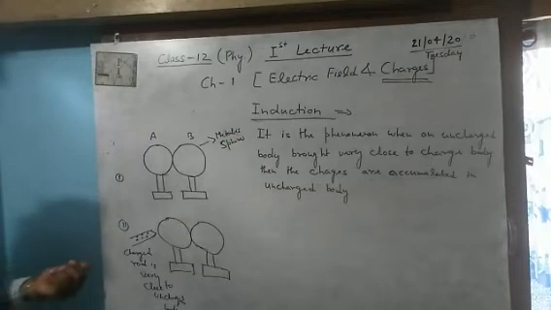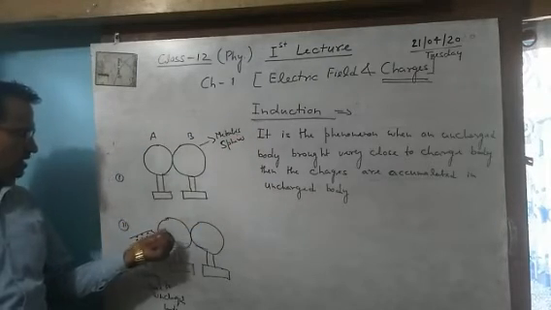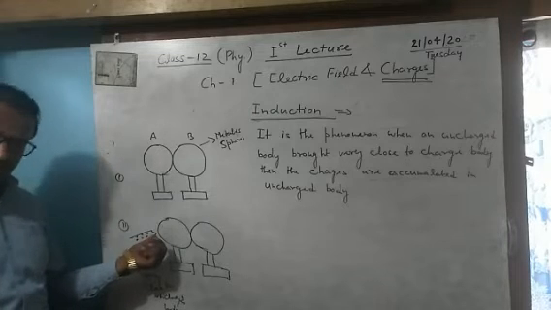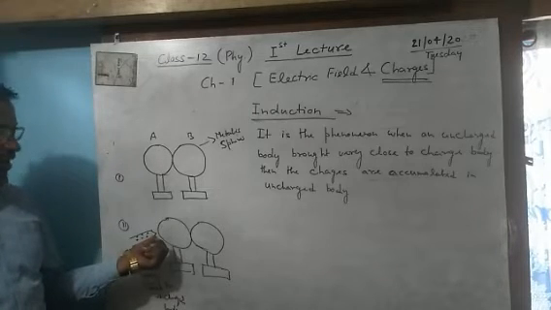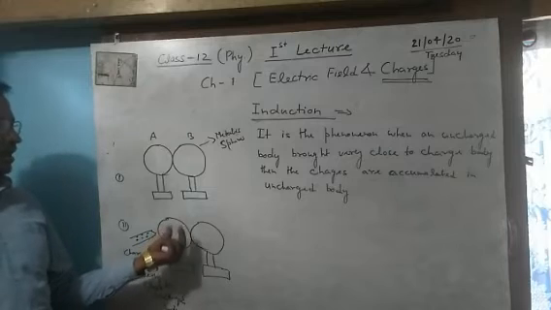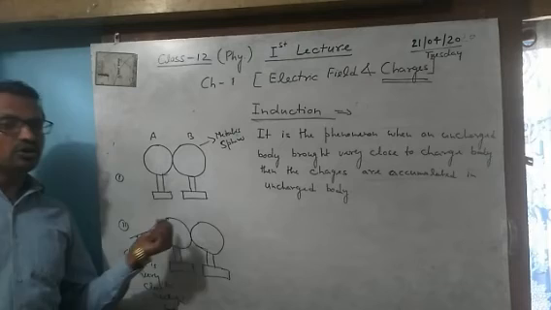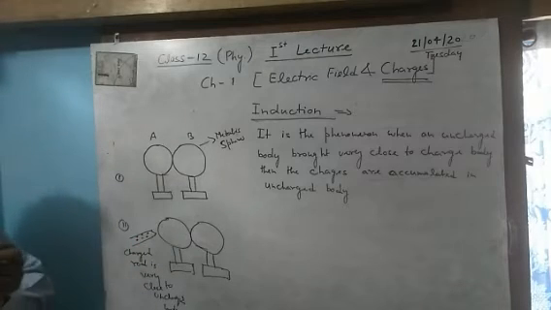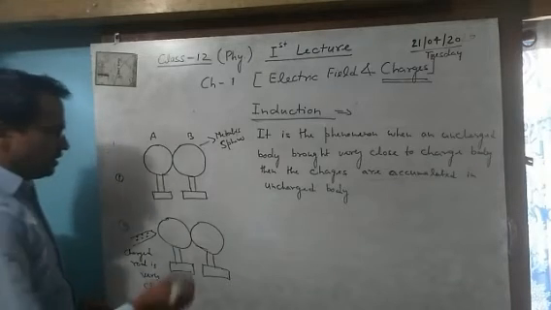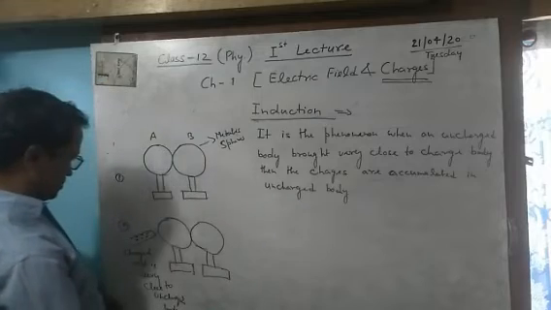So many electrons are there. So some electrons are attracted towards this charged body, and some electrons are repelled by these electrons. Then equilibrium is reached.